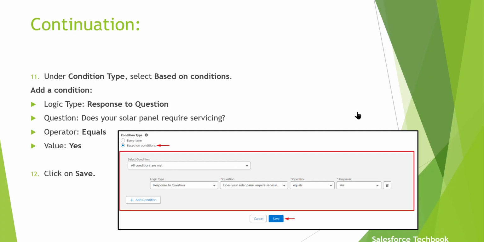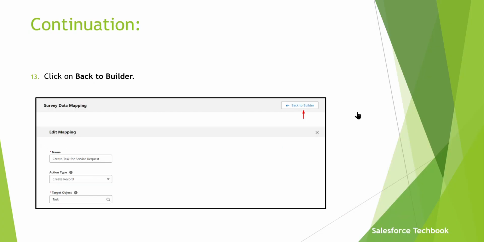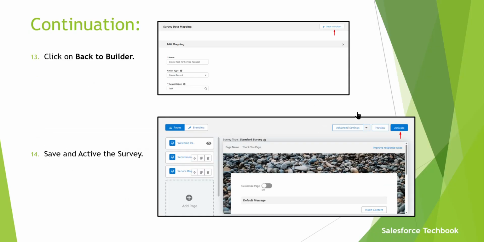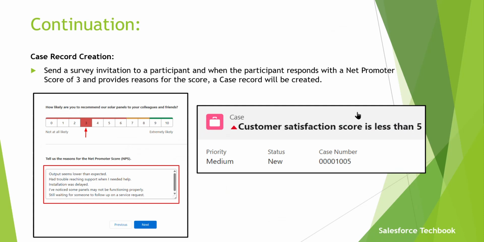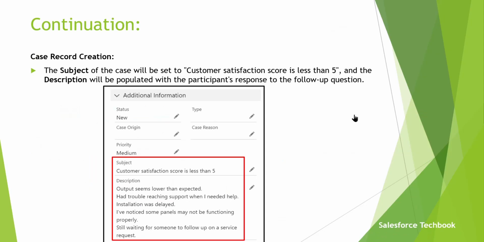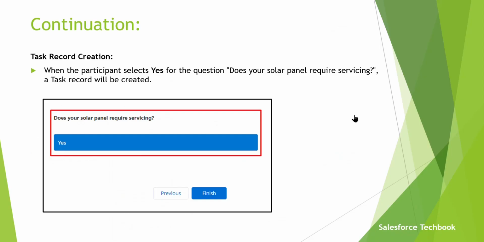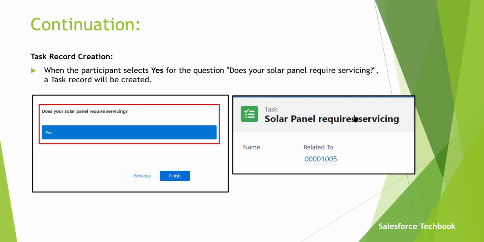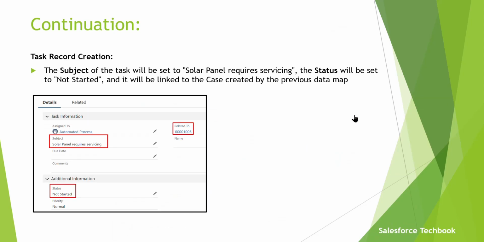Once you have completed the survey data mapping, click on Save and go back to the builder and send it to a participant. Once we send a survey to a participant and the participant responds with 3 or below for the Net Promoter Score, the information provided in the short text will be captured, and with that information we'll be creating a case with the description provided by the customer. Also, if the customer says yes for requiring services, we'll be creating a task under the case and provide information like status to be not started and subject based on the provided information.